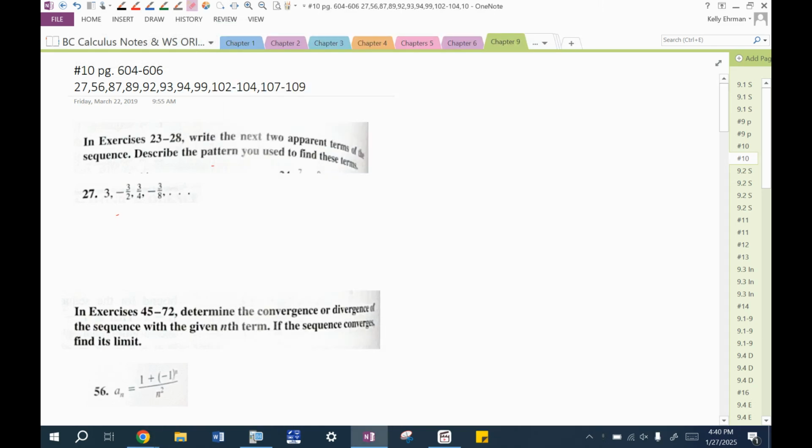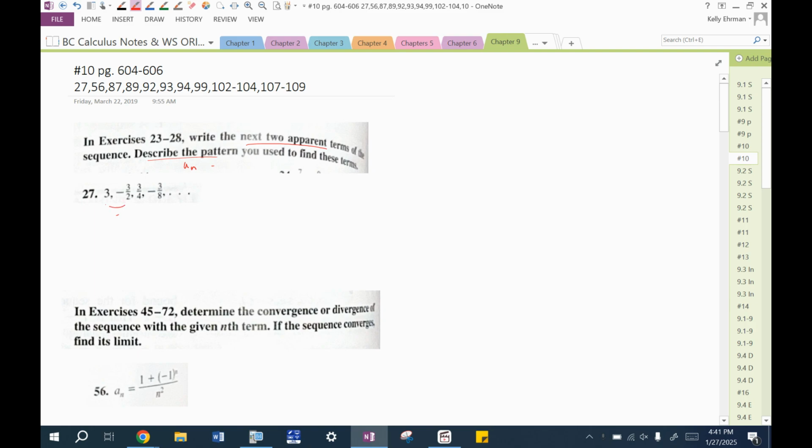All right, for homework number 10, the first problem says write the next two apparent terms of the sequence. Describe the pattern used to find these terms. So they don't want you just to say I multiplied by negative 1/2. They want you to come up with the nth term for that.